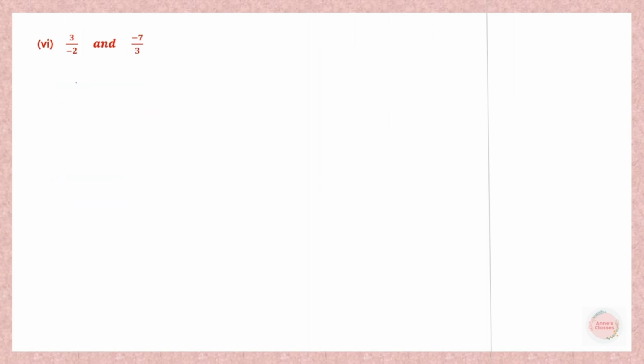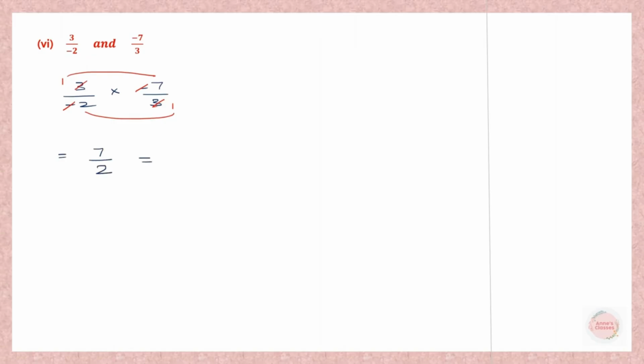Question 6. So let's write this down. 3 by minus 2 into minus 7 by 3. First thing we can cancel are the minus signs, one in the denominator, one in the numerator. Then we can cancel 3 and 3. 3 ones are 3, 3 ones are 3. Multiply the numerators and the denominators. 1 into 7 is 7 and 2 into 1 is 2.